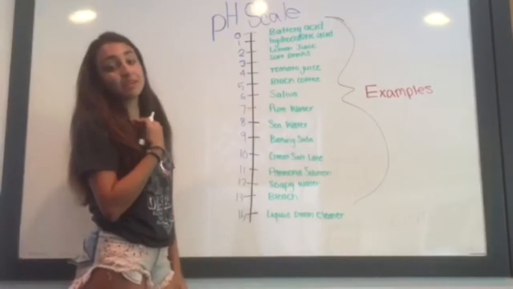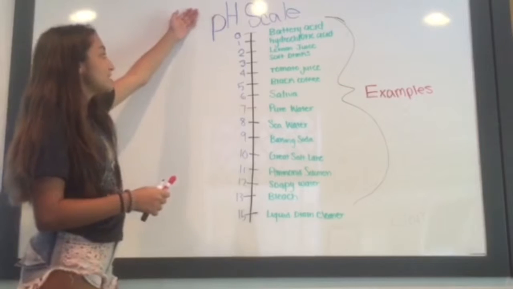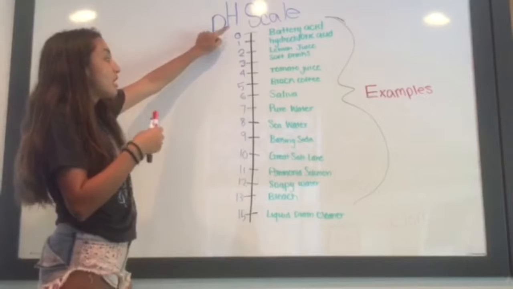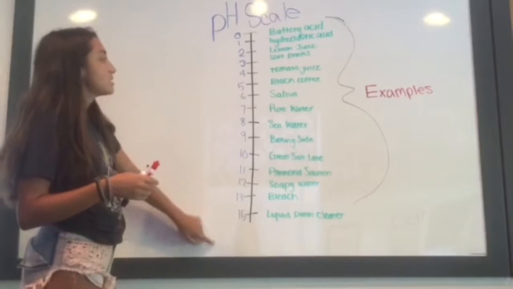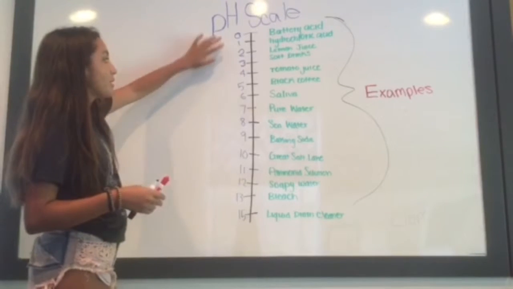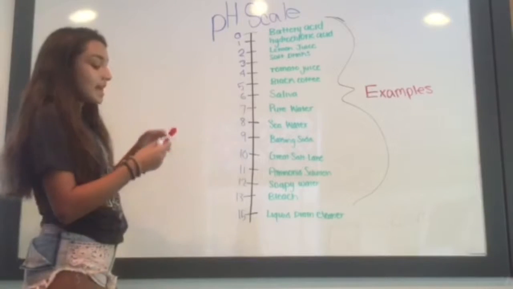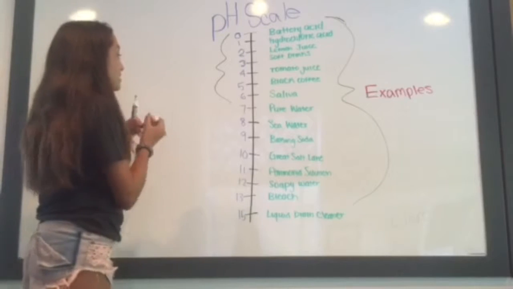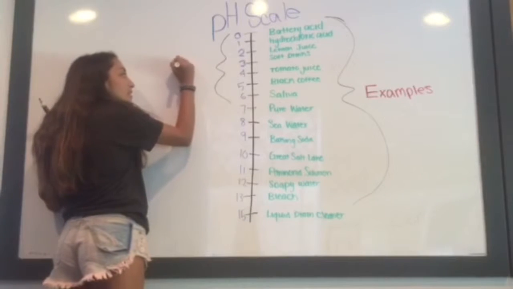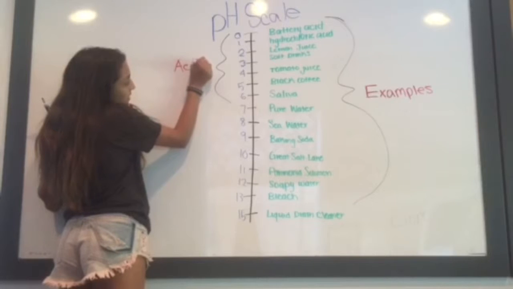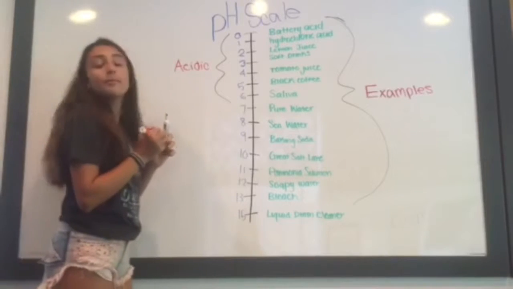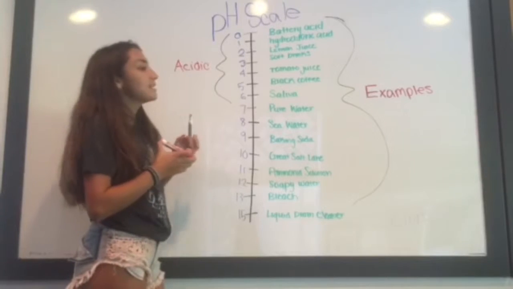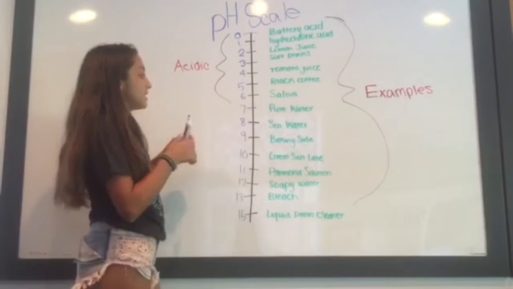Okay, so I'm going to talk about the pH scale. Now, pH stands for potential hydrogen, meaning how much hydrogen is released from these scales. Now, 0 to 6 are classified as acidic. Acidic substances, when placed in water, release hydrogen ions and give them away, potentially.